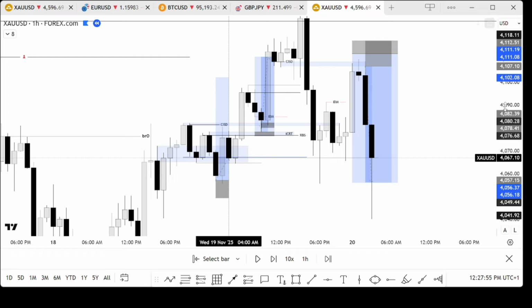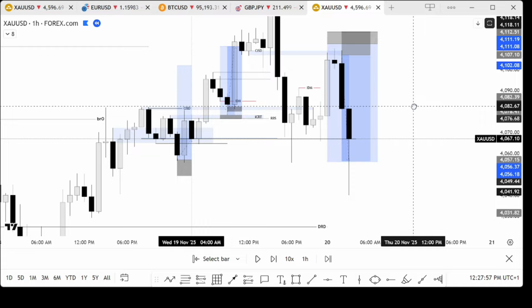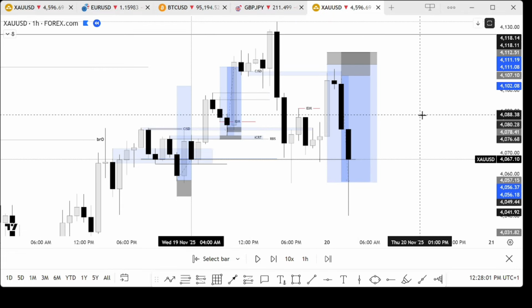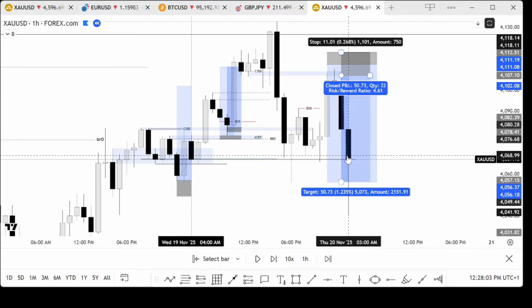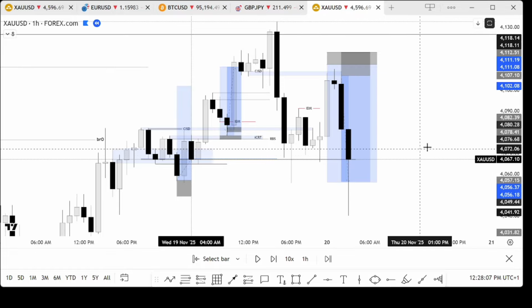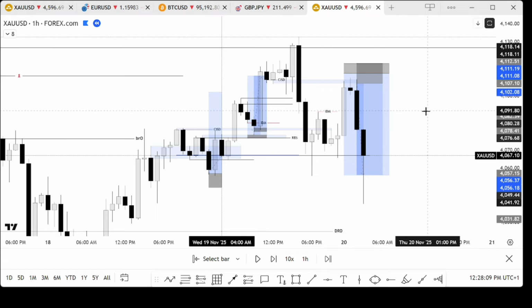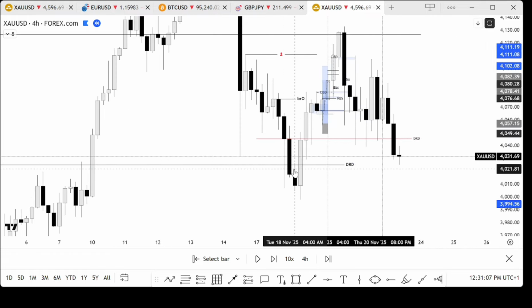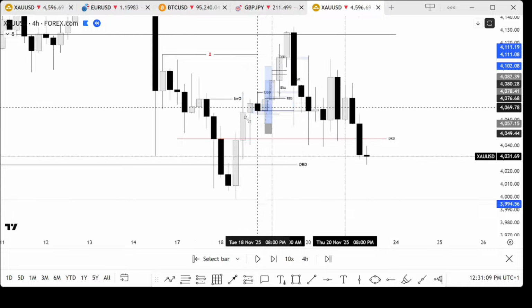I think we have one more example before we call it a day. All right, so this is very easy and very simple for you to grasp. The next important thing we want to do is check the higher time frame. In this previous price action, we have a daily rejection, and we have a breakout here.